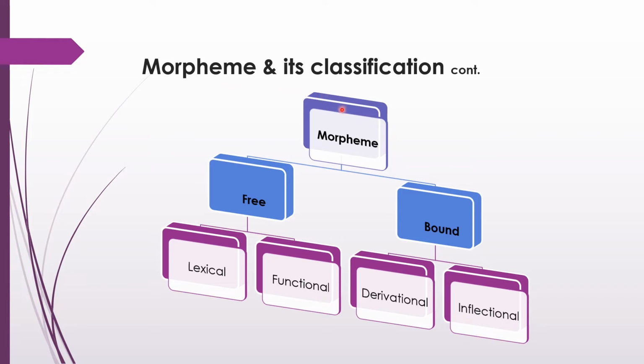First we divide morpheme into two basic functions, and that is free morpheme and bound morpheme. After that, free morpheme is separated into two more types, lexical and functional. And bound morpheme is separated into derivational and inflectional. So we will be talking about all these morphemes in this particular slide. So get ready.